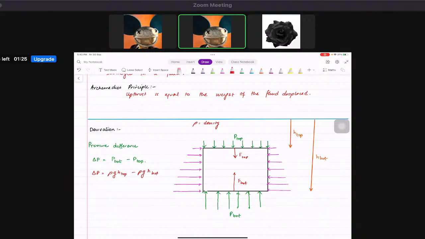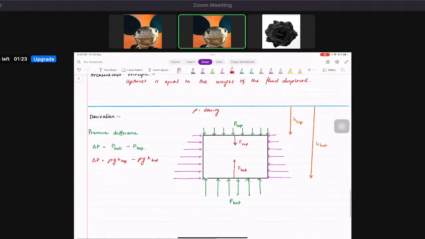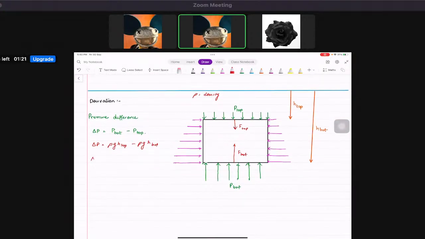Now, if I take the density as common, I'm going to get h bottom minus h top, which basically gives me the difference in pressure due to the difference in height between these two points, which is basically the dimension of the object itself. Is it clear? Understood?